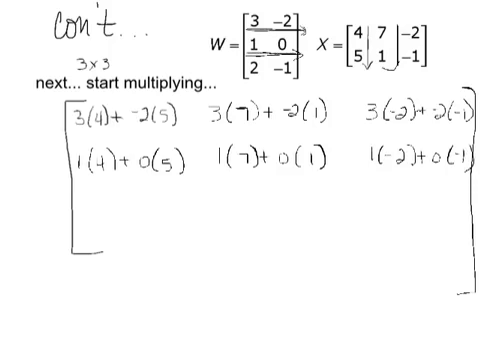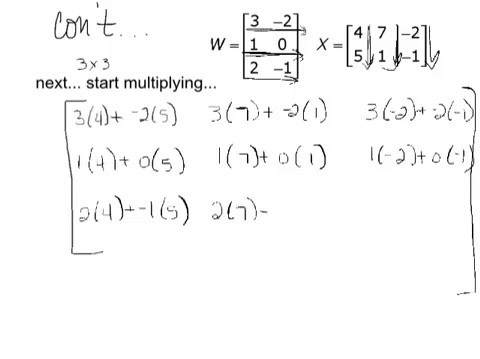So I just went across the row of W and down each column of X. And guess what? We're going to do it for the last one. And these are all just separate entries.